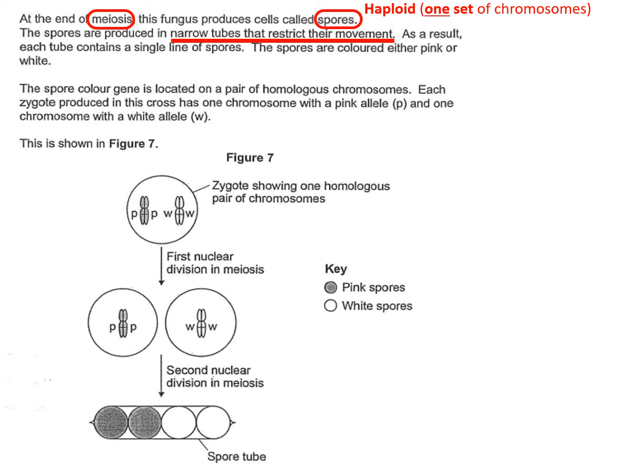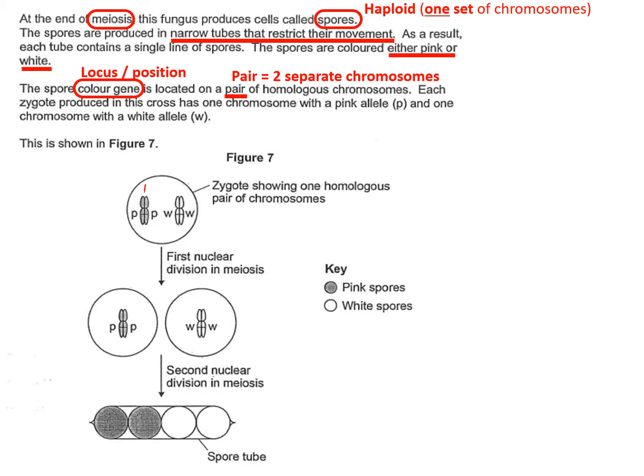Then it says the spores are collected in narrow tubes, and that restricts their movement, so we can look at them and count them. And the spores can either be a pink colour or a white colour. So the colour of the spore is determined by a single gene, which is located on a pair of homologous chromosomes. So the locus is the position of the gene. Now there's two variants of this gene, and a variant of a gene is called an allele. So there's one allele for the pink colour, and there's another allele for the white colour of the spores. Now, if you look at the zygote in figure 7, it does tell us that there's a pair of homologous chromosomes.